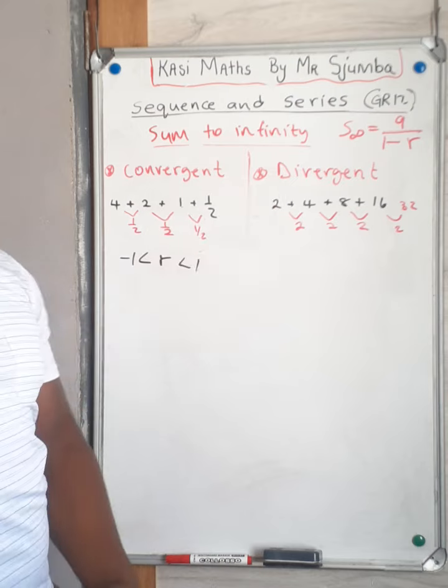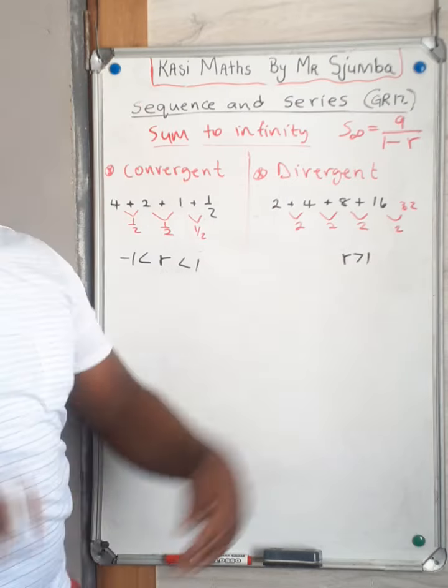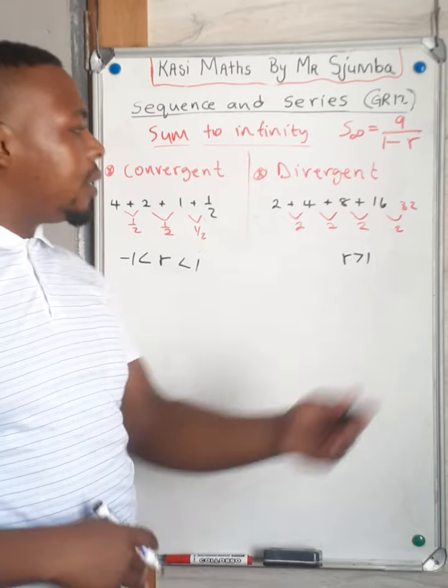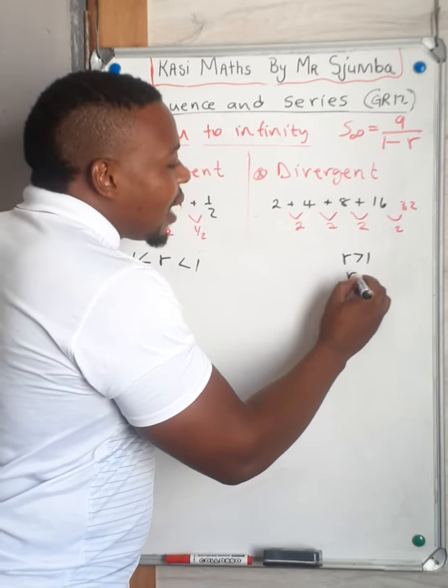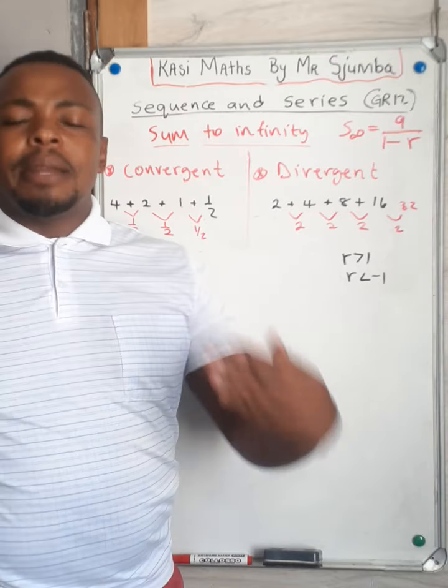If the series diverges, it's when the value of r is greater than 1, so 2, 3, 4, 5, 10, 15, 20, or when the value of r is less than minus 1. It can be minus 2, minus 3, minus 4, and so on.